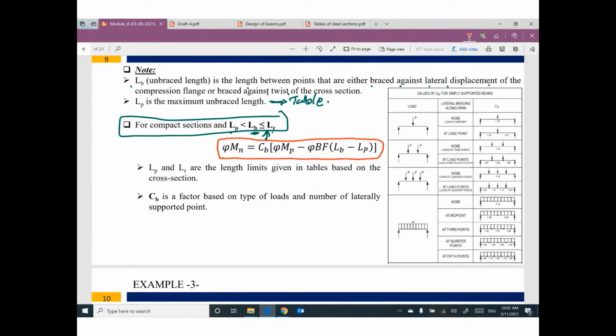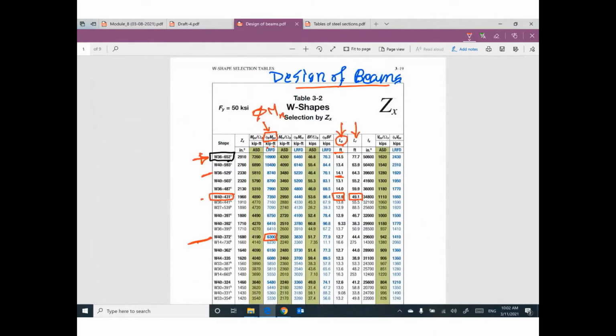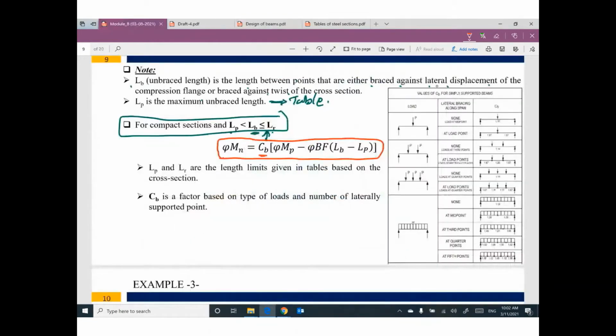Phi Mn, which is the design moment, equals Cb times phi Mp minus phi BF times Lb minus Lp. How can I use this equation? It's very simple. The first part, Cb, is a constant or a factor. Can you see this table?